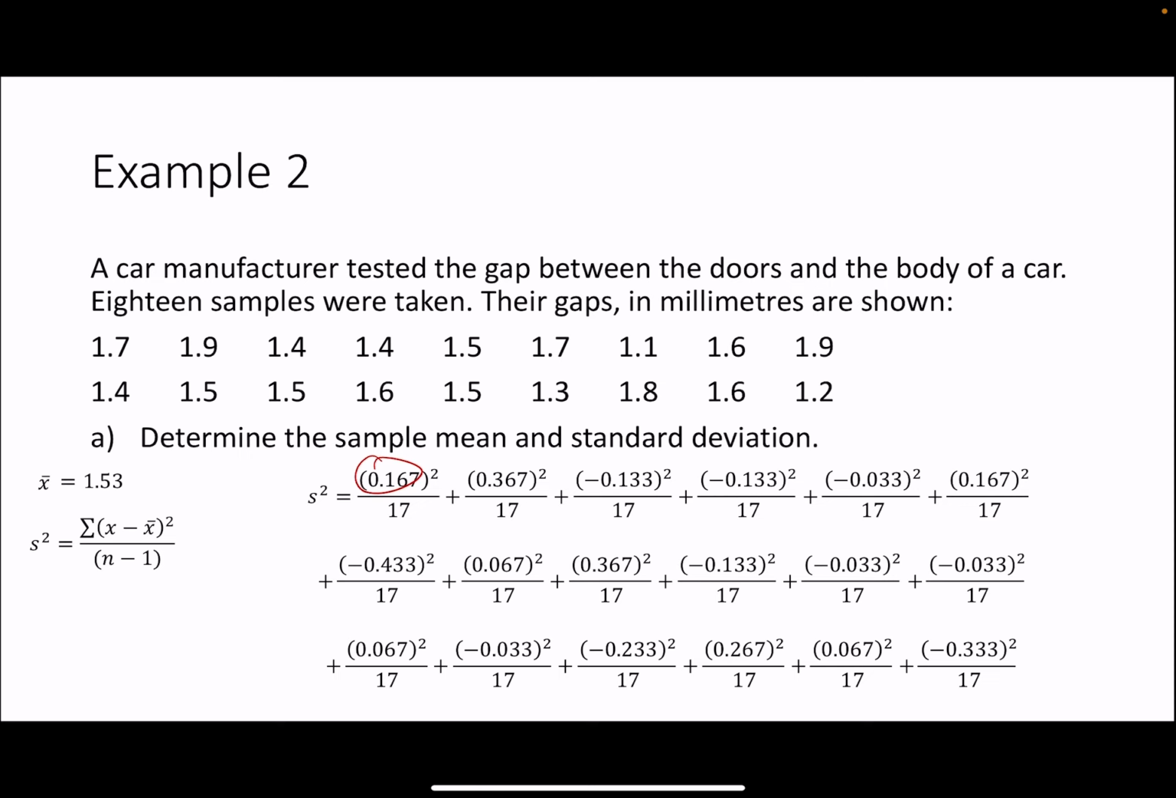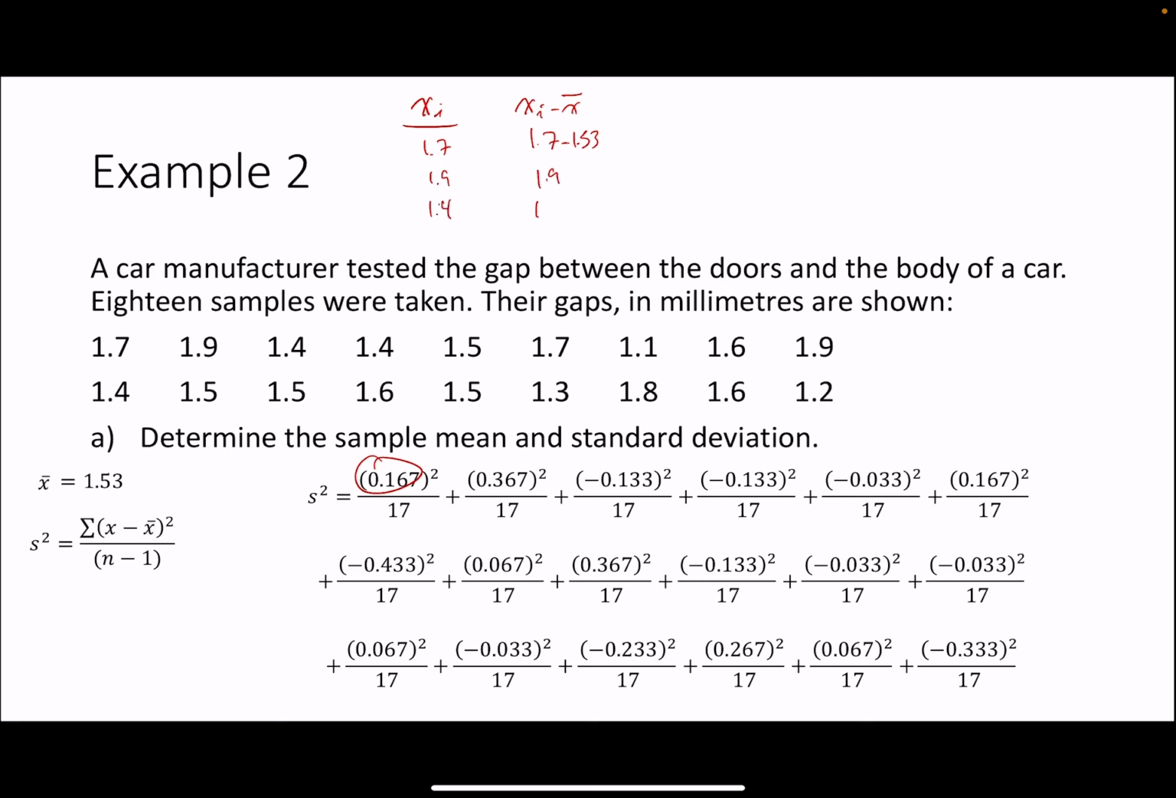Sometimes it's better to use a table where you go step by step. So the first thing I'm going to do is put my points, xi, and I'll put all my points, 1.7, 1.9. Then I can do xi minus x bar, right? And that would be 1.7 minus 1.53, right?